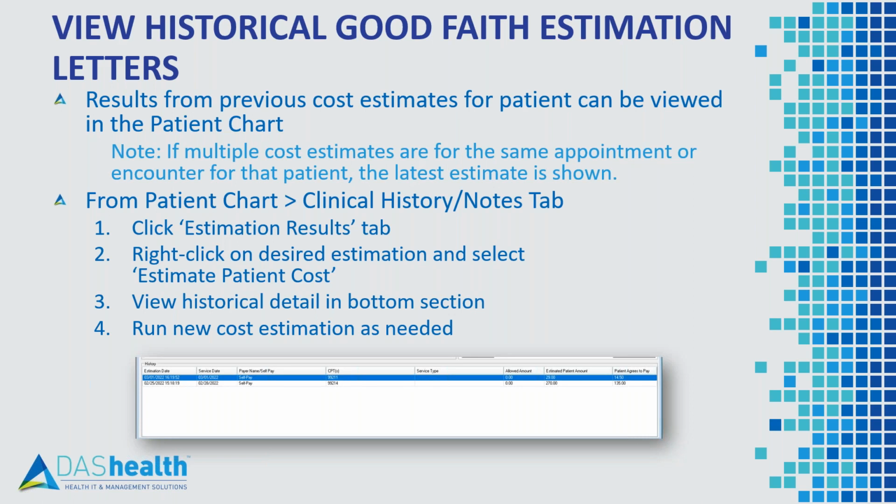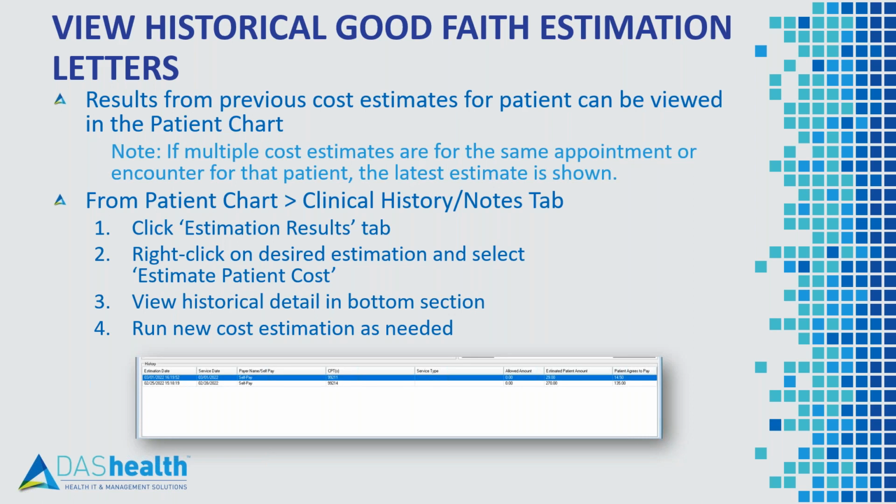So if there were multiple cost estimates for the same appointment or for the same encounter for a patient, the most recent or latest estimate is what will be shown. So kind of the same concept you can think about, like generating a master document in NextGen. It's basically going to overwrite what was previously generated, just so that way there's no confusion. The latest letter you see is really the final say in what can be given to patients, or if another provider or group needs to see that.